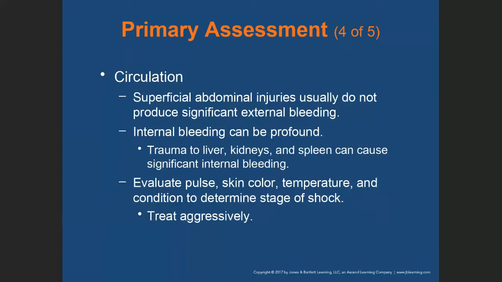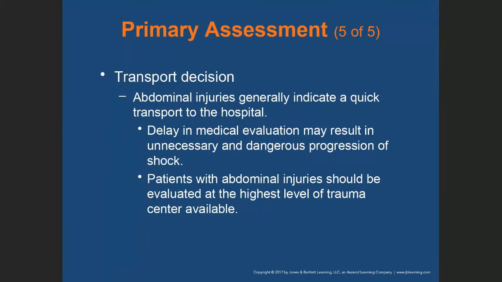For circulation, superficial abdominal injuries usually do not produce significant external bleeding. Internal bleeding can be significant. So trauma to the liver, kidneys, and the spleen can cause significant internal bleeding. Evaluate the pulse, skin color, temperature, and condition to determine the stage of shock. Treat aggressively. After your ABCs, you should know the GCS of your patient, whether or not you need to do a rapid scan, and whether it's a stay and play or load and go.